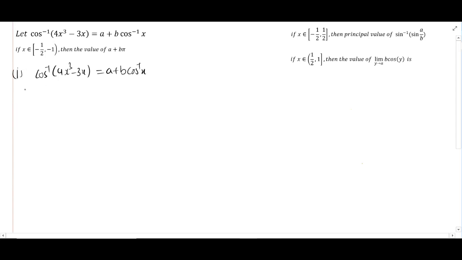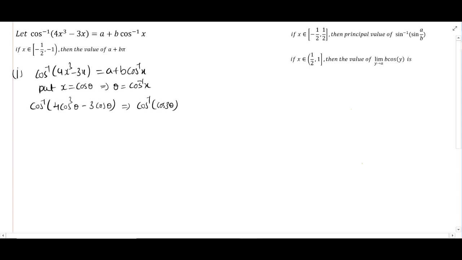I am taking the left hand side and putting the value of x as cos theta. So I'll put x is equal to cos theta. So this implies theta will become cos inverse of 4 cos cube theta minus 3 cos theta. So this will become cos inverse of cos of 3 theta. Now I cannot simply convert this cos inverse of cos 3 theta equal to 3 theta, because first of all we have to check the principal branch of this function, right?